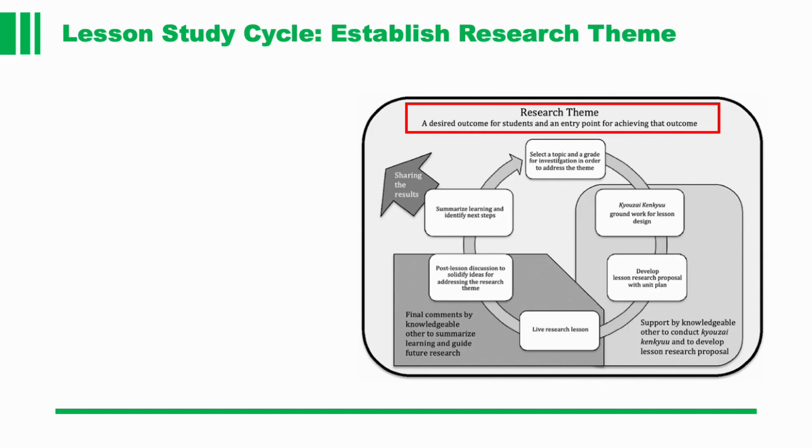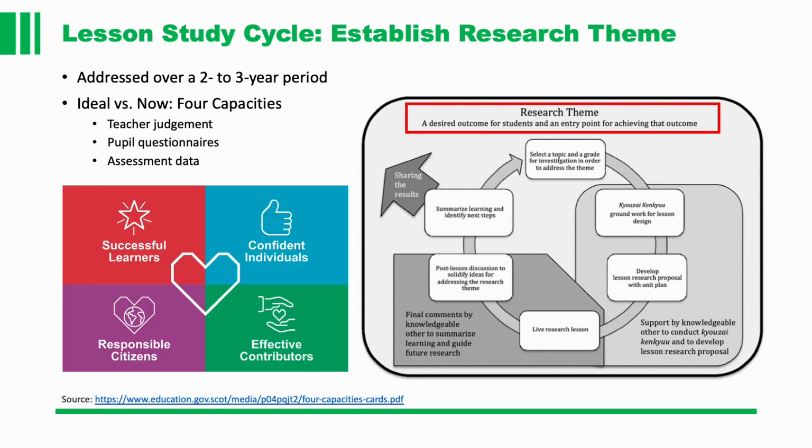The process starts by identifying a school-wide research theme, which will be addressed over a 2 to 3 year period. In some schools in Highland, we used the 4 capacities, which are at the heart of Scotland's Curriculum for Excellence, to help us consider where we would ideally like our pupils to be and where they are now. To support this, we used a combination of teacher judgment, pupil questionnaires and assessment data, including formative assessments, Scottish National Standardised Assessment data, and data from diagnostic assessments.